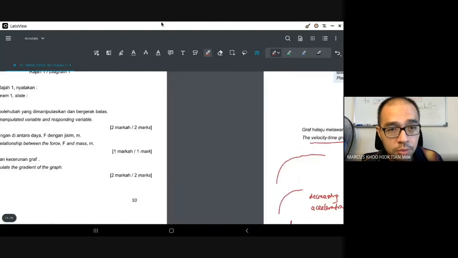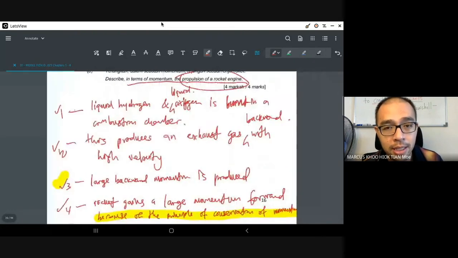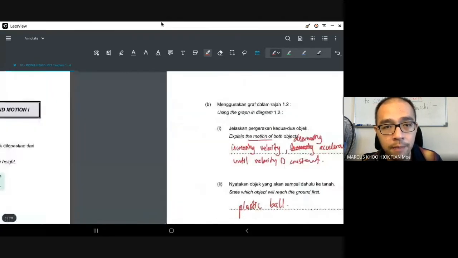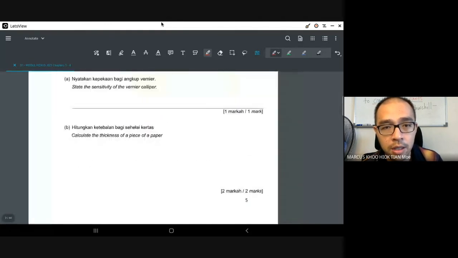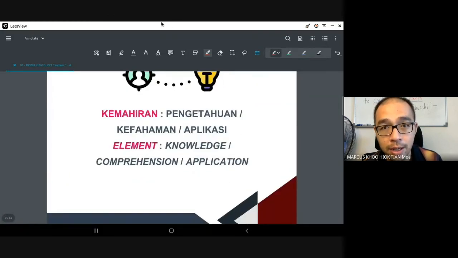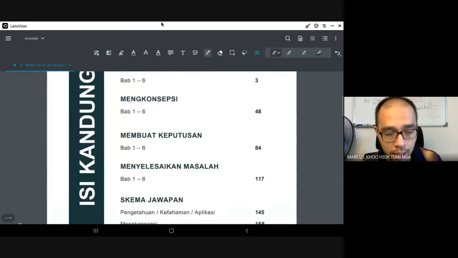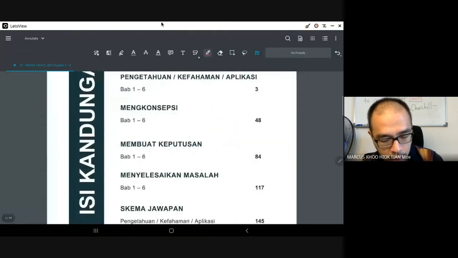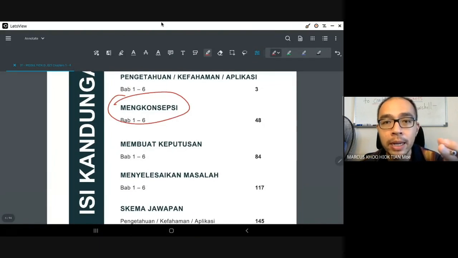Now, I just want to mention that this module is designed according to different sections. The first one is called pengetahuan. So all these are knowledge, comprehension, application. The other three are conceptualization. Conceptualization is where you compare this, and then state the relationship: the bigger the this, the bigger the that. Go ahead and try those questions. I think those are much easier.